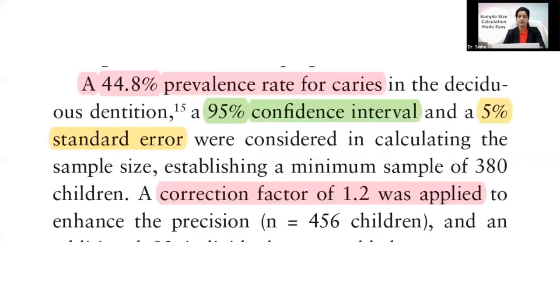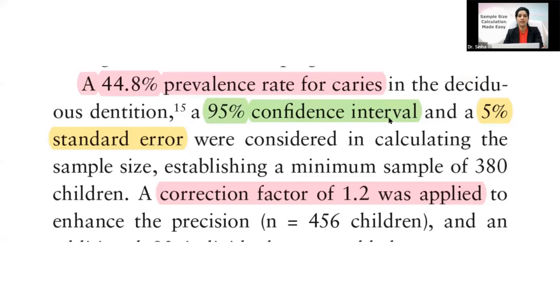So now this was the write-up of the author in that article. At a 44.8% rate for caries in the deciduous dentition, the author has given a reference. So you can see this 15. That means the author has reviewed the literature and seen that in the previous literature this 44.8% prevalence was observed. And then he has used this 95% confidence interval.